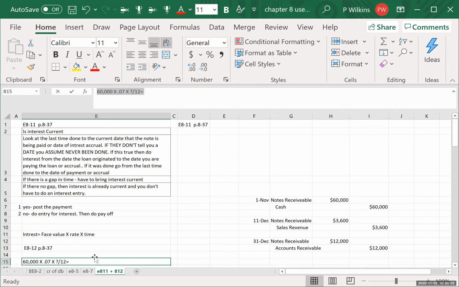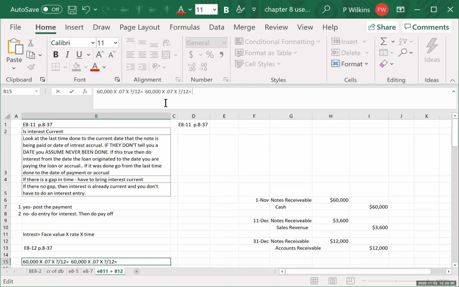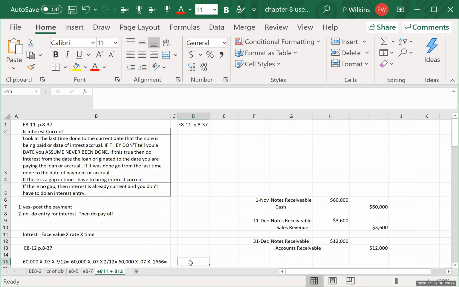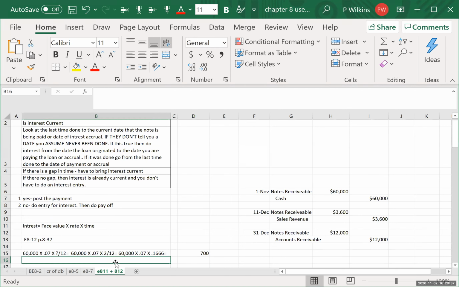So we would take that formula and it would become 60,000 times 0.07 times 2/12. Or another way to put it is you divide the 2 by the 12: 60,000 times 0.07 times 1.1666. That's going to give us, for this loan, an interest of $700 for the first loan. All right, let's go to the next one.